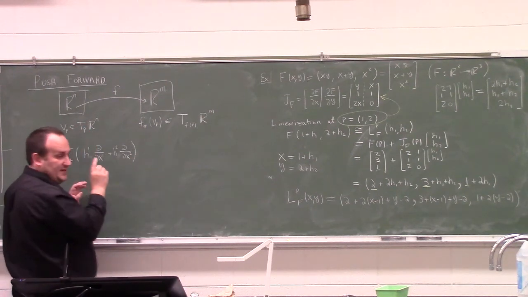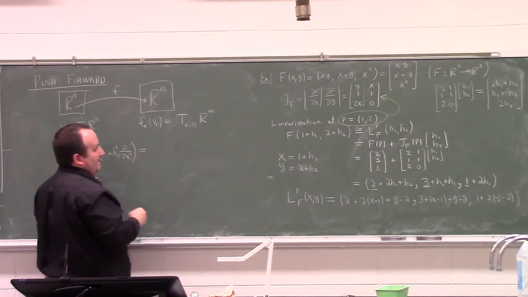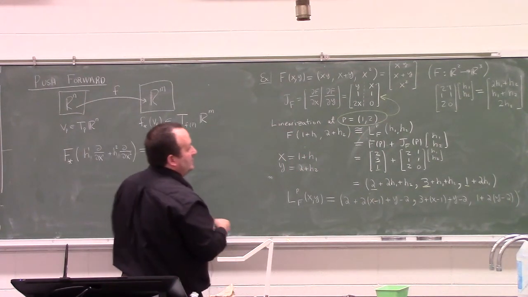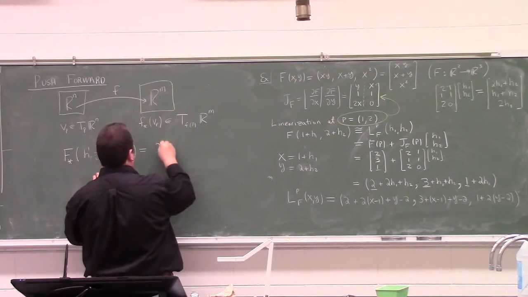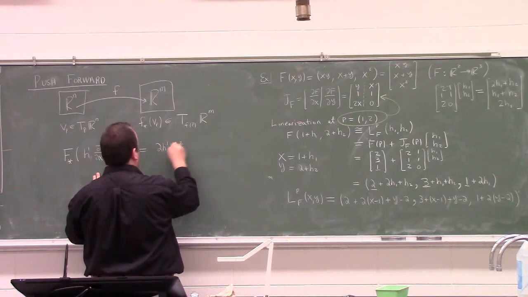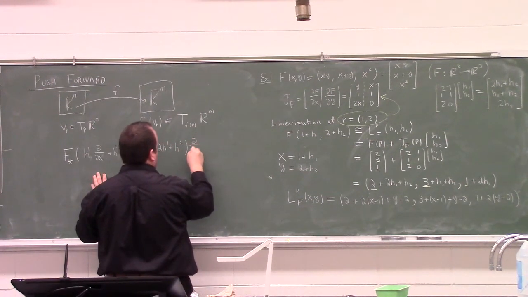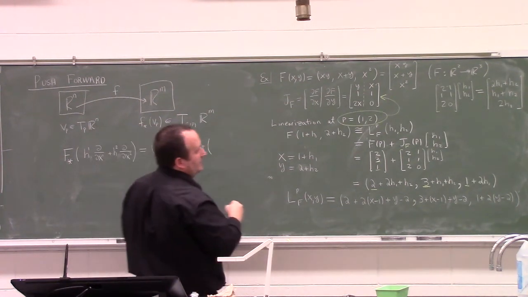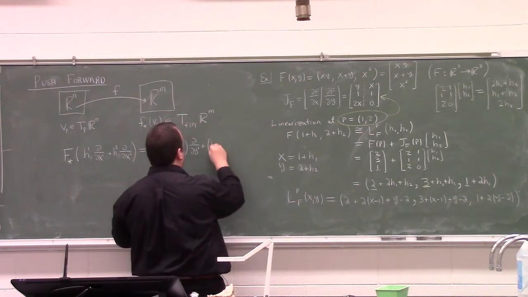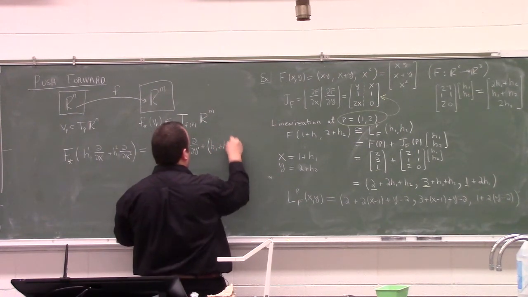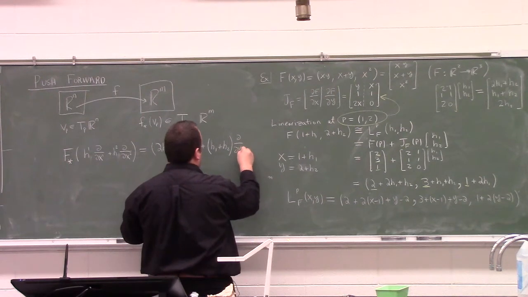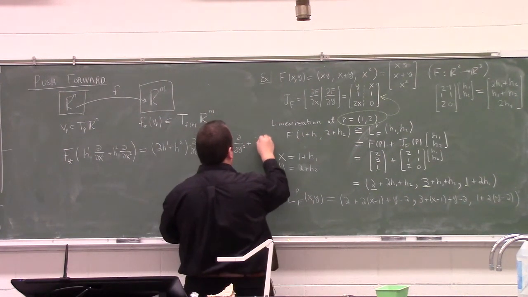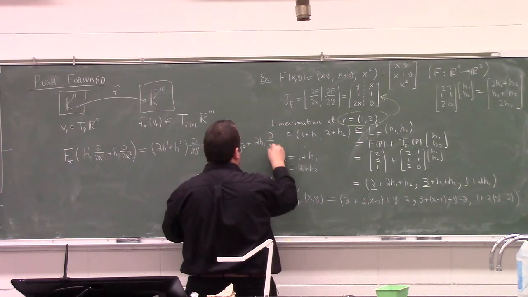This is equal to, what's it equal to? 2h1 plus h2 partial partial y1, plus h1 plus h2 partial partial y2, plus 2h1 partial partial y3.